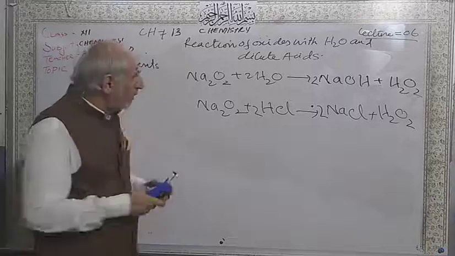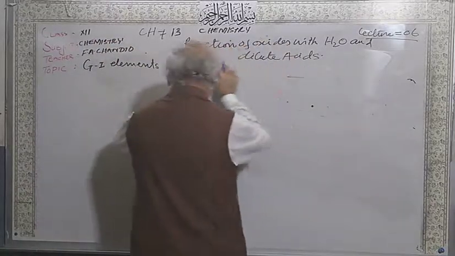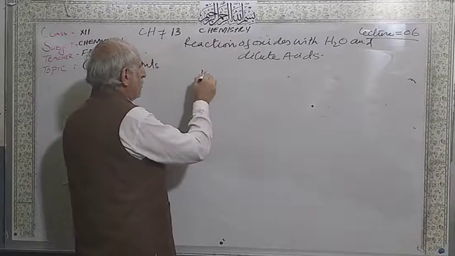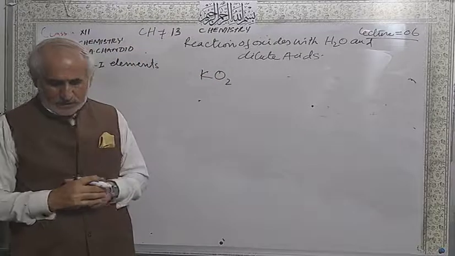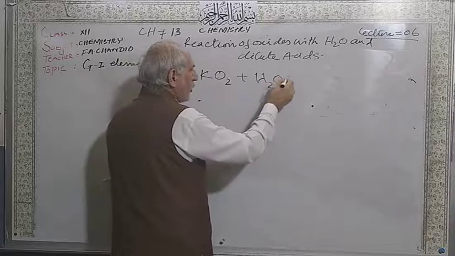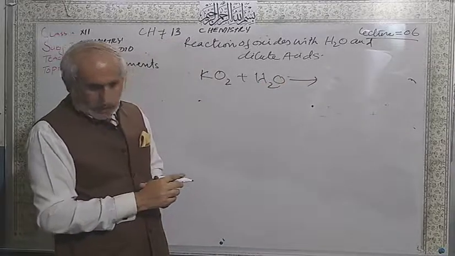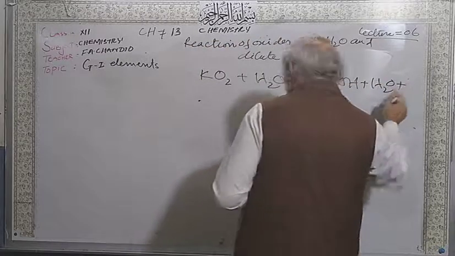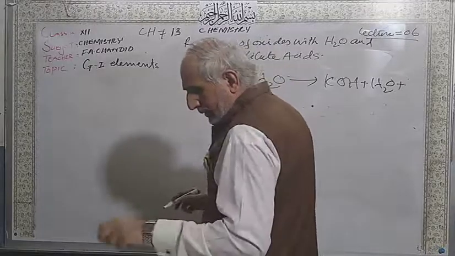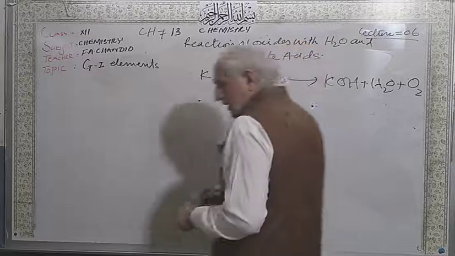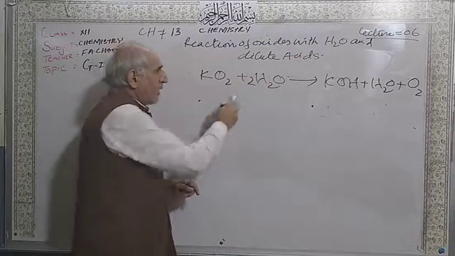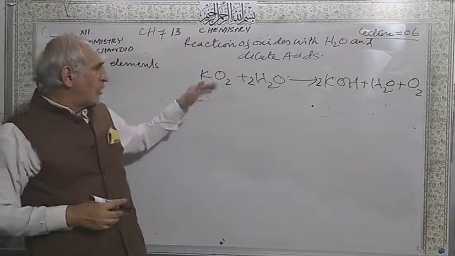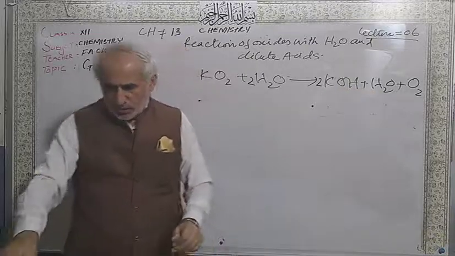Superoxides. So this is potassium superoxide. Reaction with water gives potassium hydroxide, water, and also oxygen gas. So this reaction is different from the previous one. Three products you have here: potassium hydroxide, water, with oxygen also being formed.